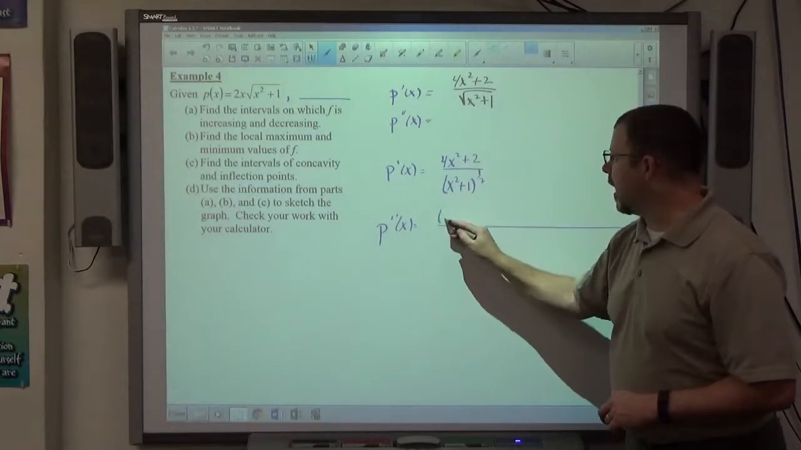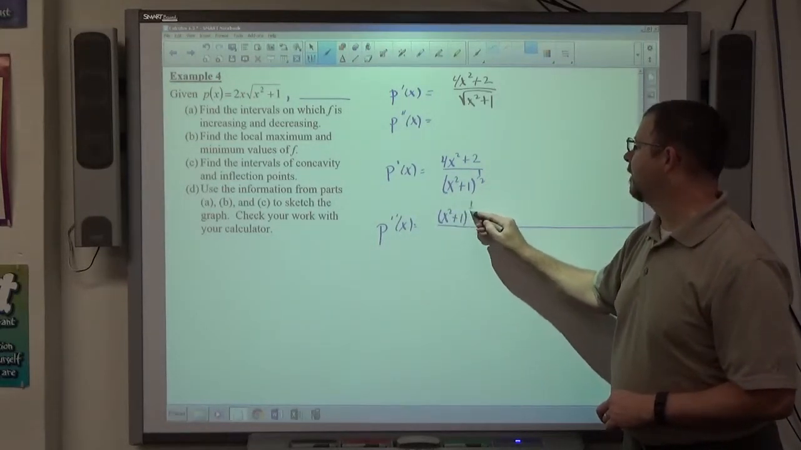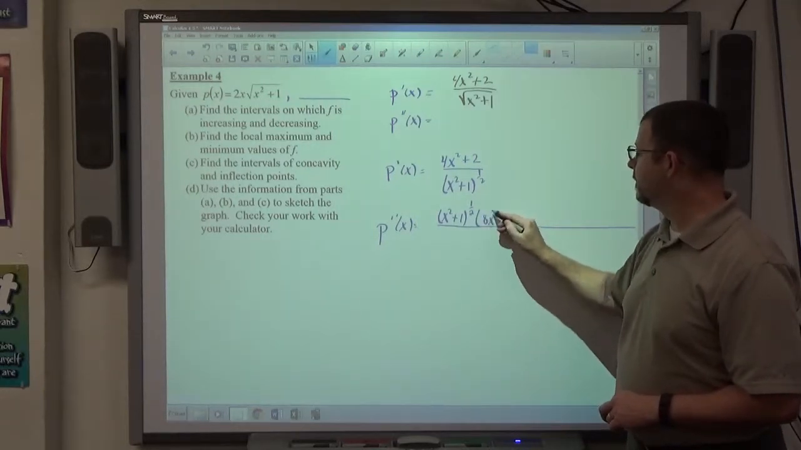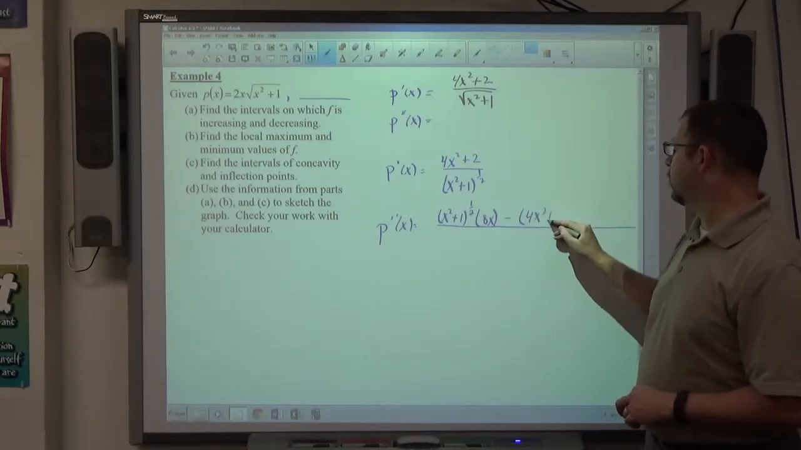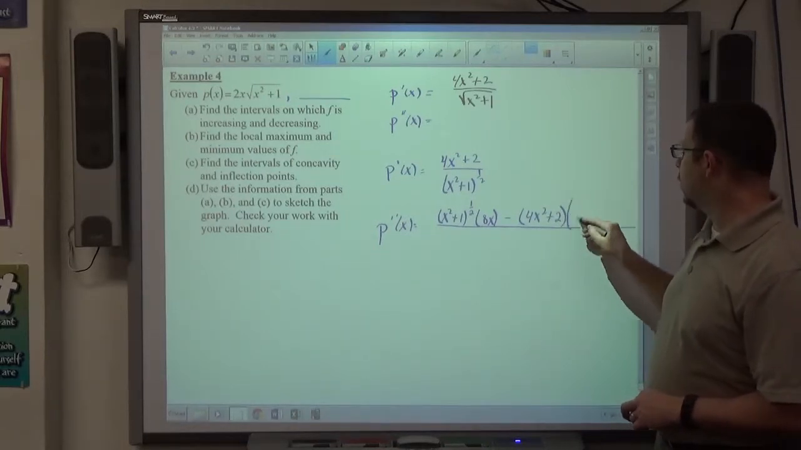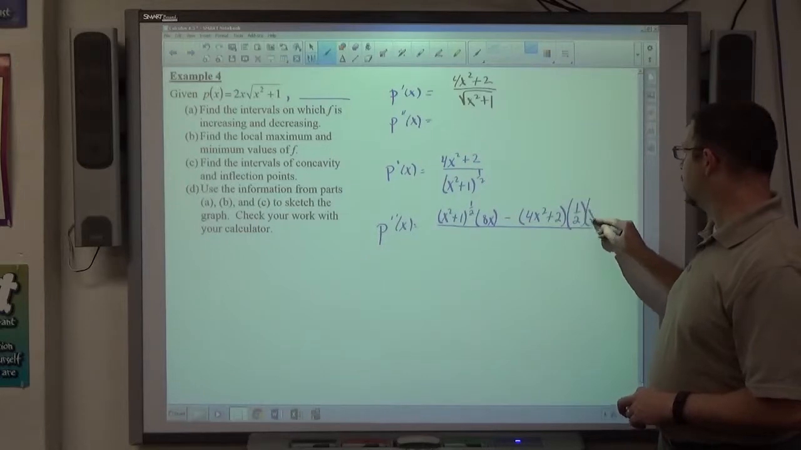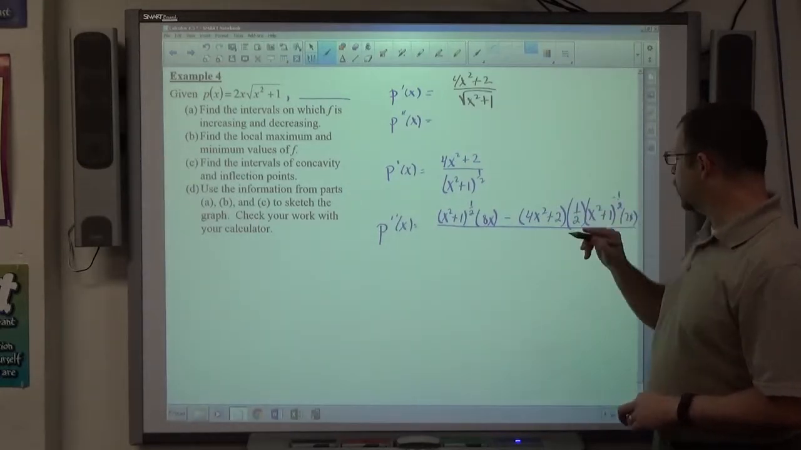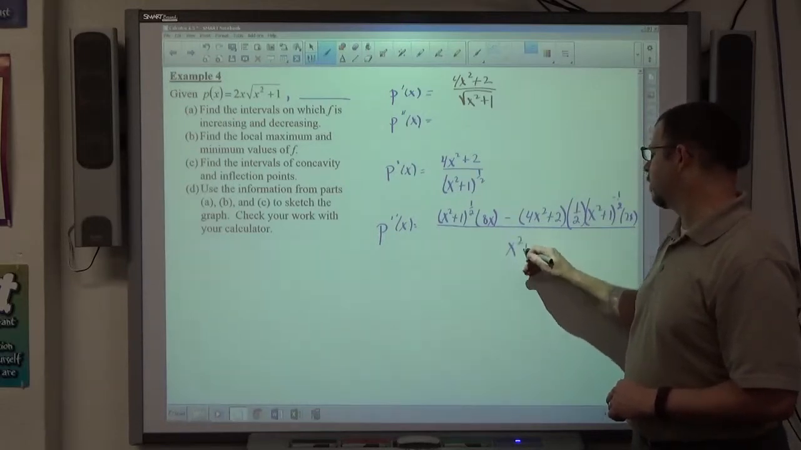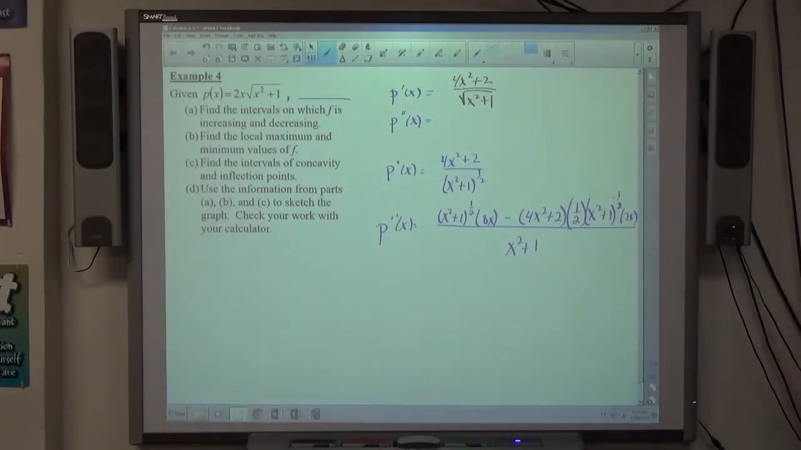Low d high is going to be x squared plus 1 to the half times 8x. Minus high d low is going to be minus 4x squared plus 2 times d low, which is going to be 1/2 times x squared plus 1 to the negative 1/2 times 2x. Over the square of what's below, which is just going to be x squared plus 1 to the first. Alright, and again, this expression is a big mess, but we're going to have to fix it, make it as pretty as possible.